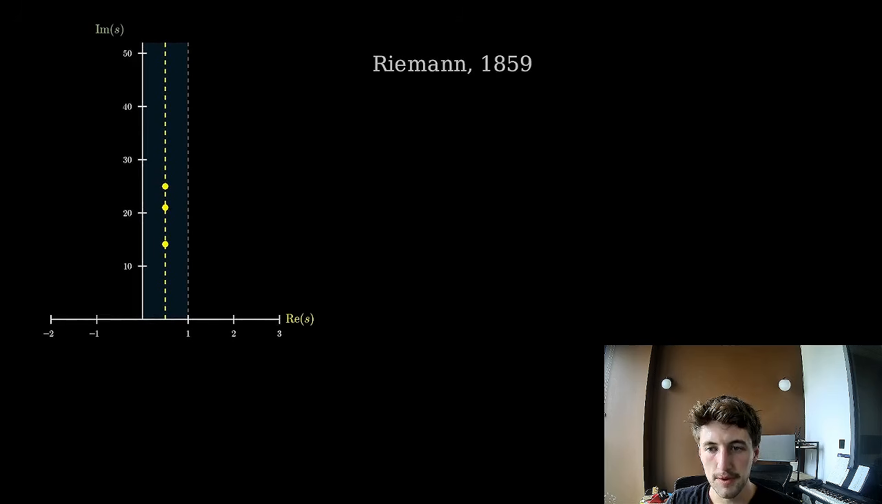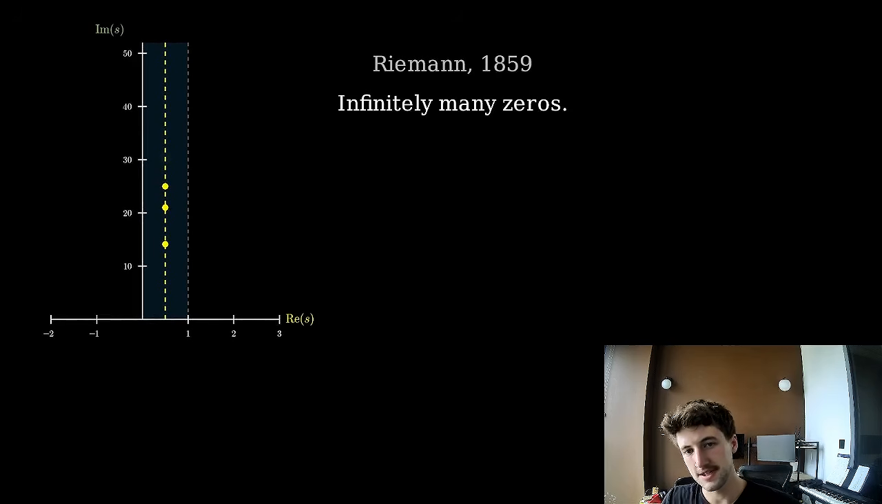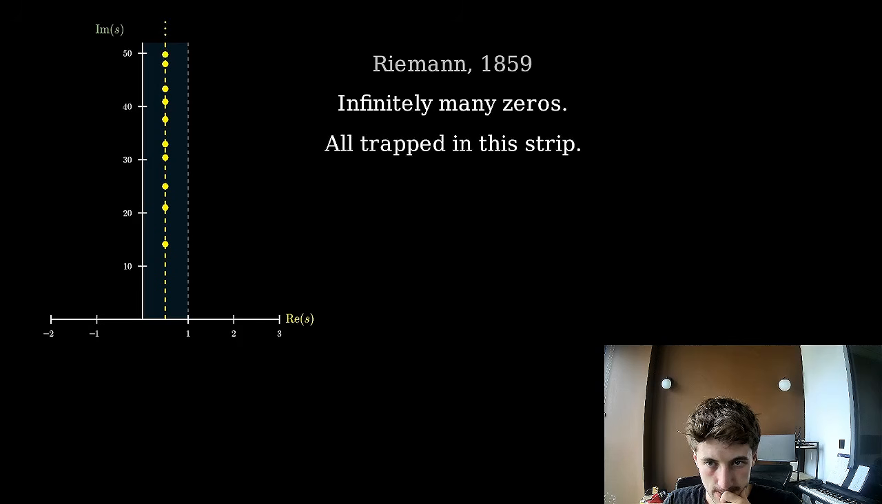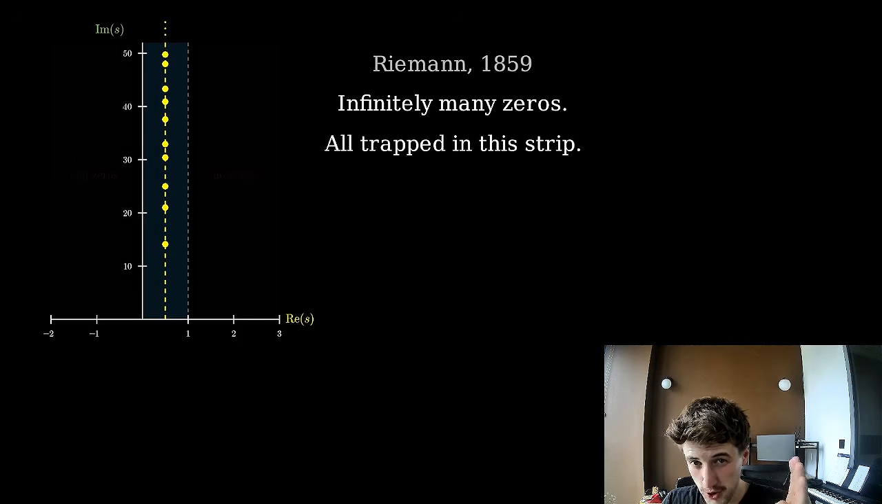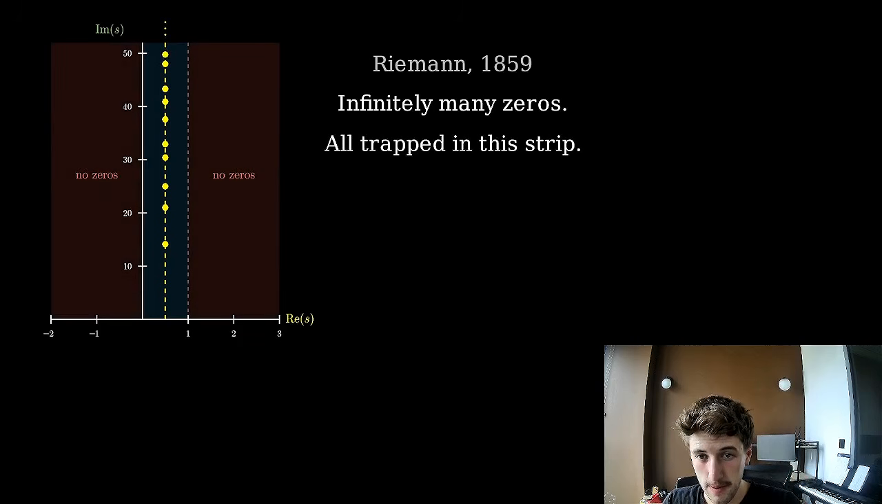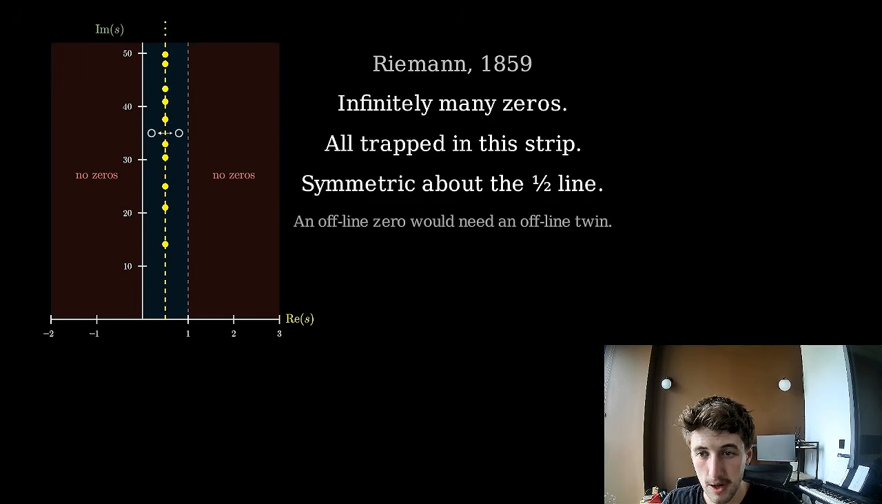And he ended up coming up with this formula. He basically said there are infinitely many zeros, so there are infinitely many points on this half line that have an output of 0, and his idea is that they're all trapped in this strip. Every single zero will be on this half line.